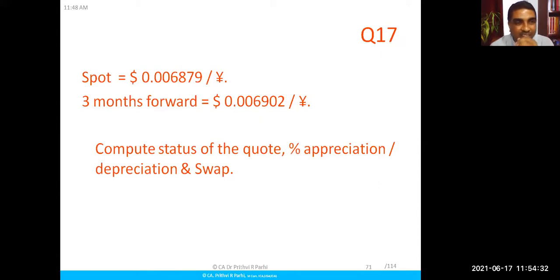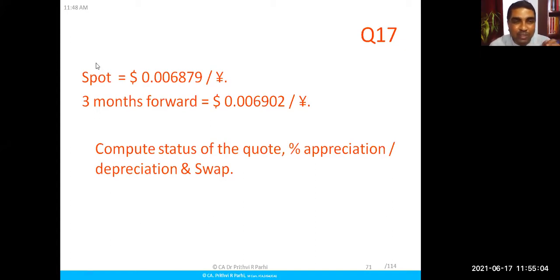Okay. Now you see, spot rate is $0.006879 per yen. That means the quotation is dollar by yen. 3 months forward is again dollar by yen. Compute the status of the quote. Then you have to calculate percentage appreciation, depreciation, and swap points. All these you have to calculate, but it's a very simple question.